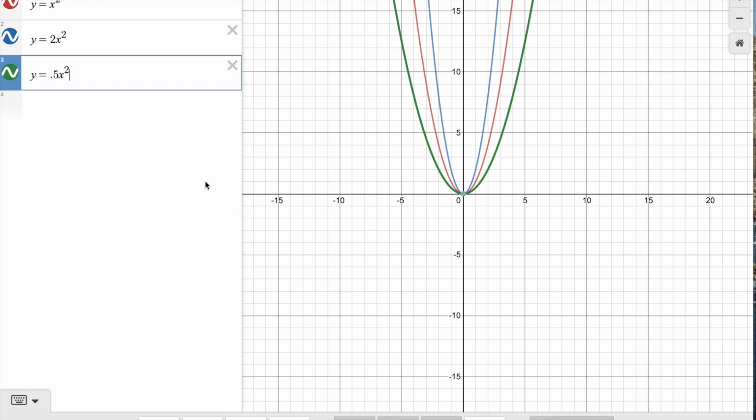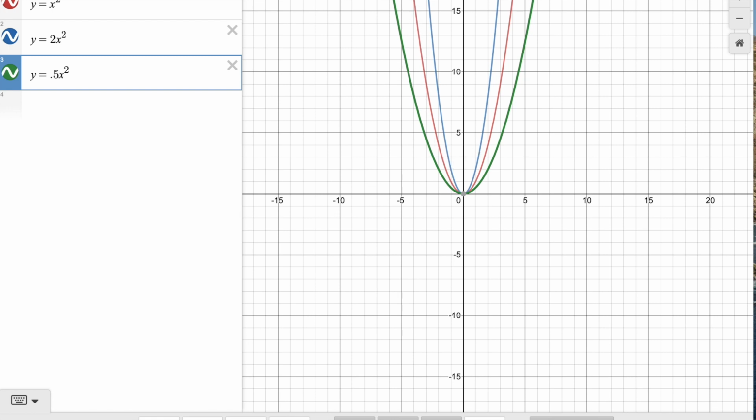So you probably guessed it. In a nutshell, if the coefficient of x squared gets bigger than 1, what happens? It gets more narrow. If it's less than 1, it gets wider. And if it equals 1, it's what I call just the perfect parabola.